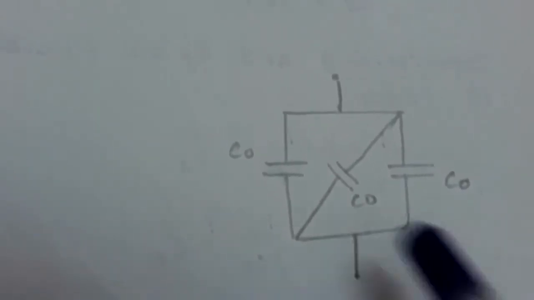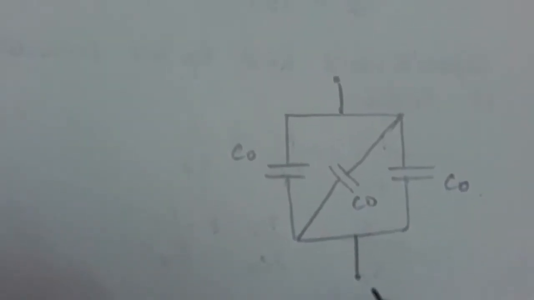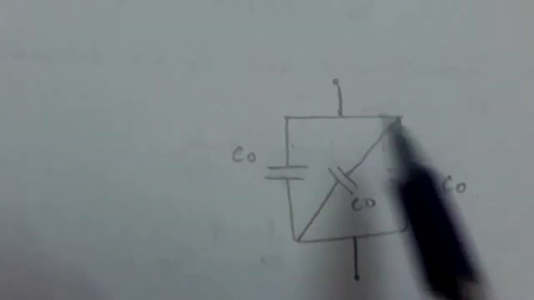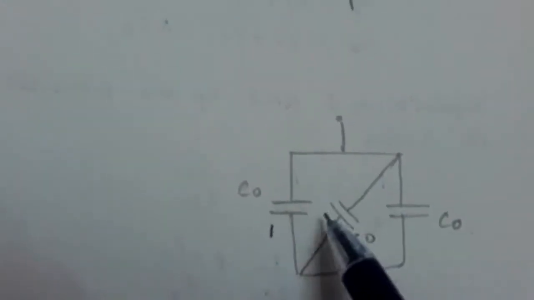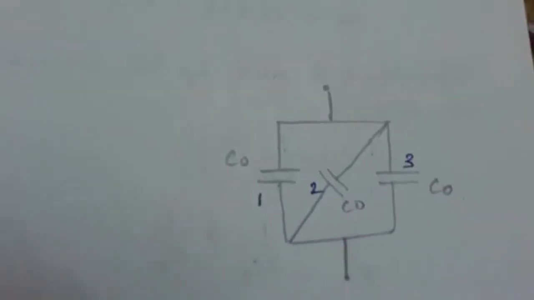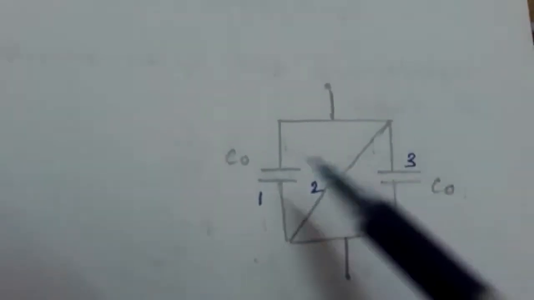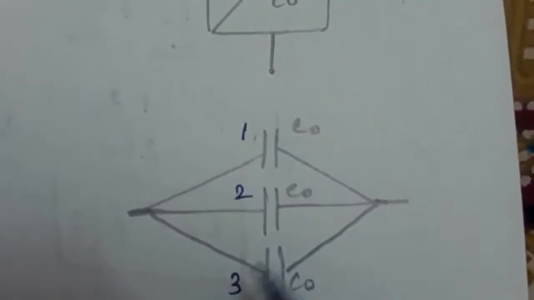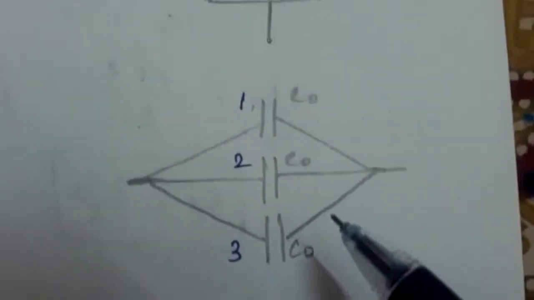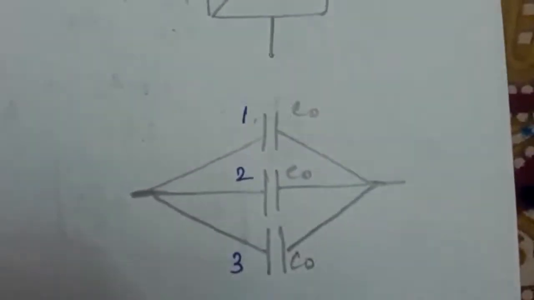Now, the third diagram. This is your third diagram. This is how the capacitors are arranged. For our convenience, we are taking 1, 2 and 3. Now, we can redraw this diagram. Here, all the three are parallel only. So, we can redraw the diagram like this. This is 1, 2, 3. Now, you can easily understand how it is parallel. All the three are connected in parallel.